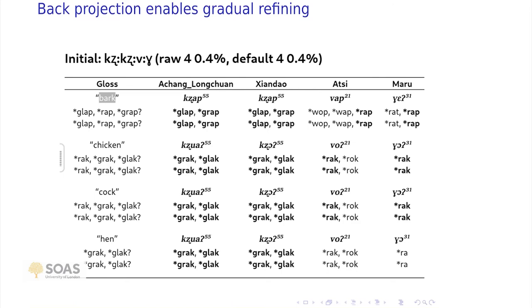The idea is to enable you to do this gradual refining when you create a hypothesis on the largest, the most regular stuff. And what did that give you? Well, after you created them and you take a look here, it's very clear, easy to see that you have a grouping which makes A Chang and Xian Dao have Gzh, with a proto-language Gr, while Azi and Maru have proto-language R. So for those two words and probably others, you get a Gr in some languages and an R in some other languages, and you can make more sophisticated hypotheses from here.